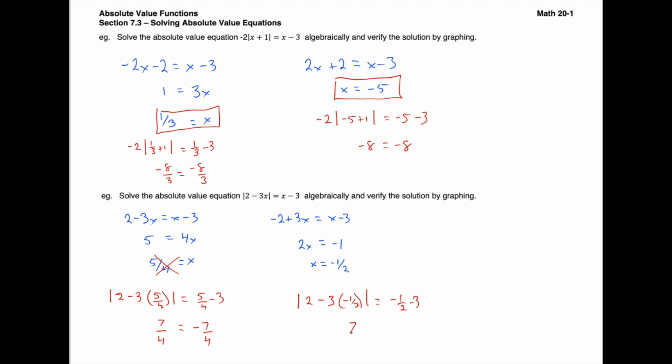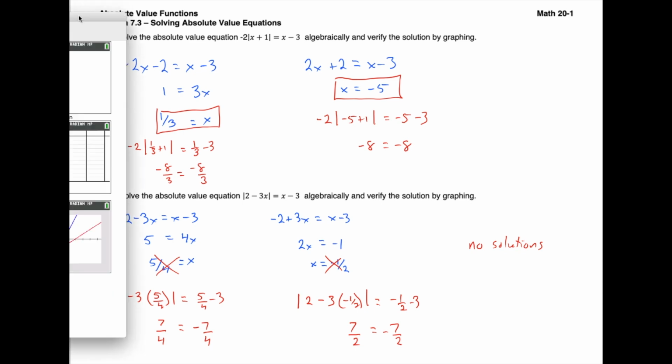So when I put those ones in, I get 7/2 over here, but I get negative 7/2 on the other side. And so again, we see that this is also not a solution. And so this one just has no solutions. Now we can see that fairly easily on the graph as well.